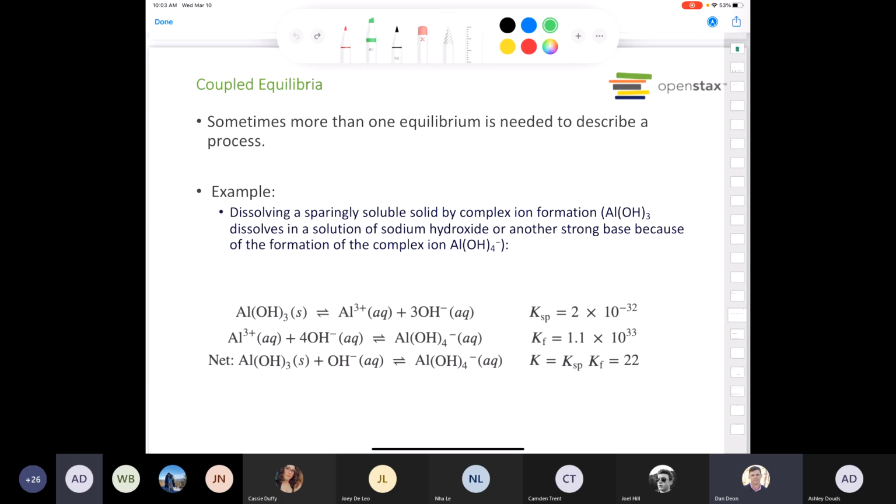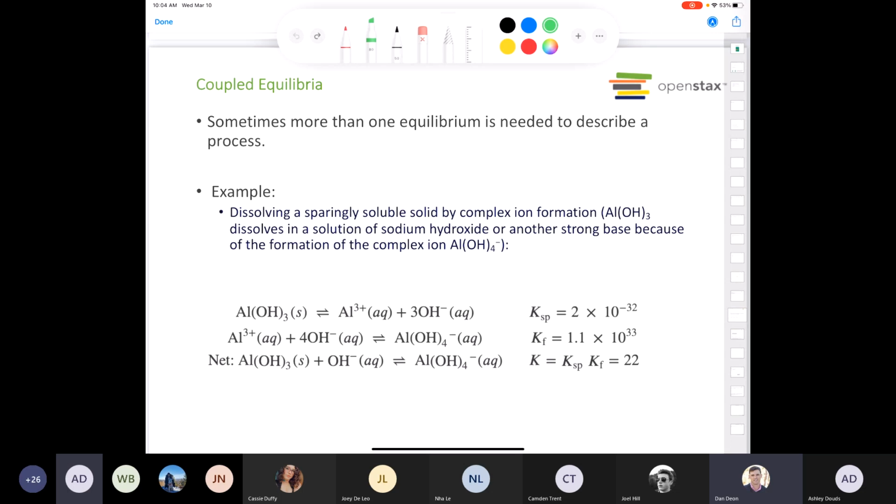Where was I? I said that there's cases, and this is what section 15.3 is about, where you need more than one equilibrium expression to describe a process. An example would be if you tried to dissolve aluminum hydroxide by complex ion formation. If you're like, what the heck is that?